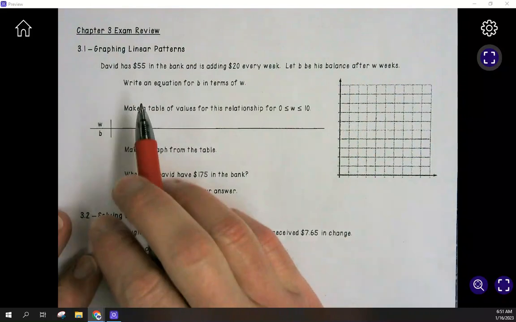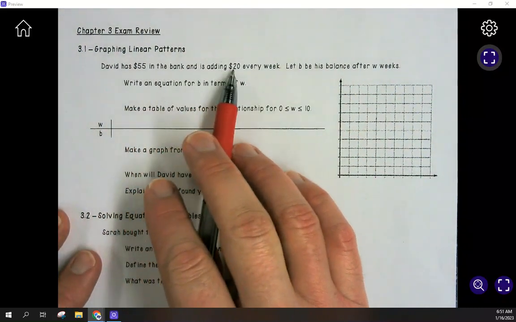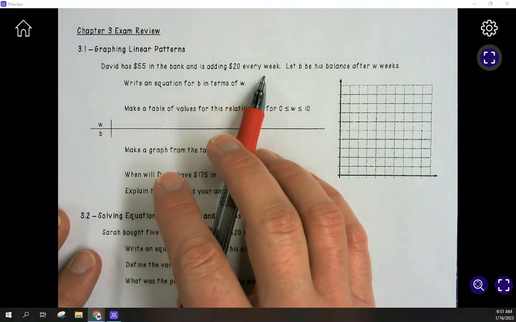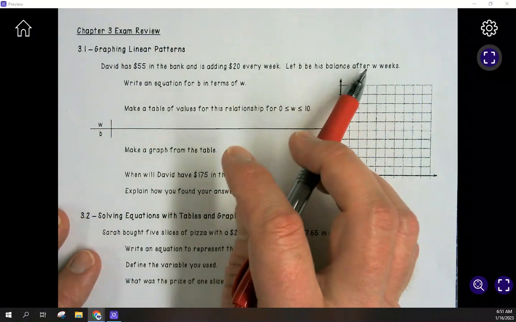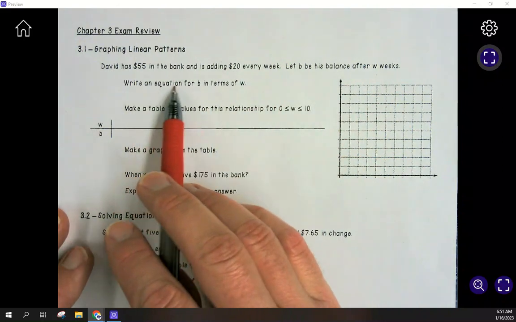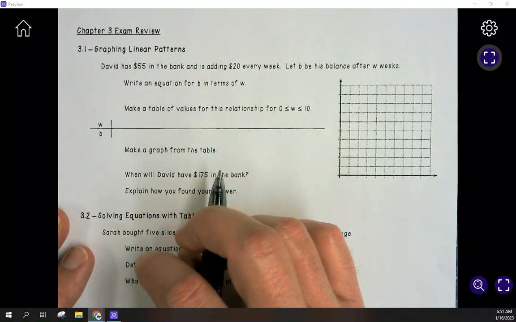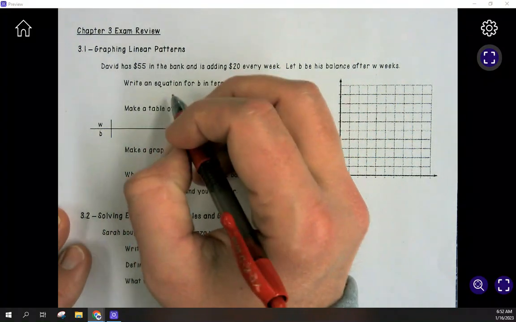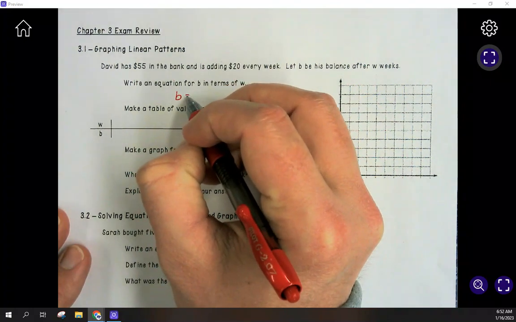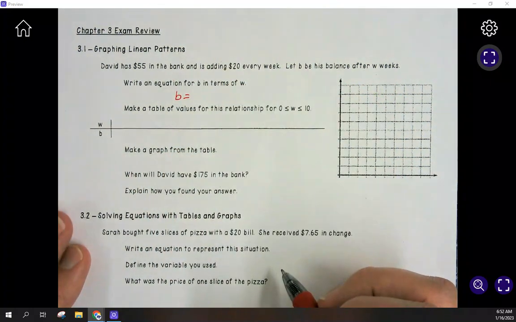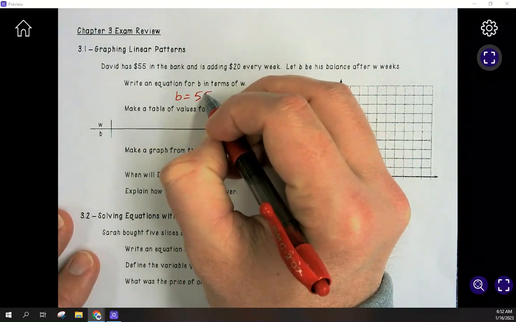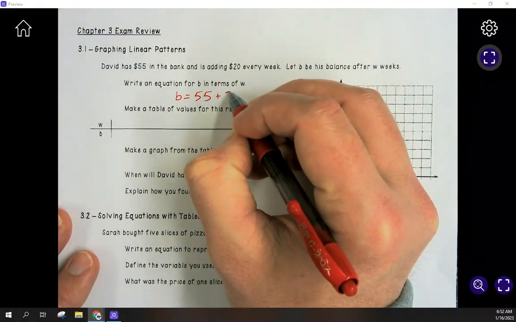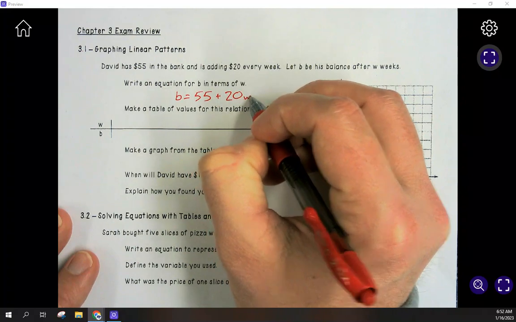So to start off here, David has $55 in the bank. He's adding $20 every week. Let B be his balance and W be the number of weeks. Write an equation for B in terms of W. So B is going to represent his total balance, or how much money he has. He's starting with 55, and then he's adding $20 per week.